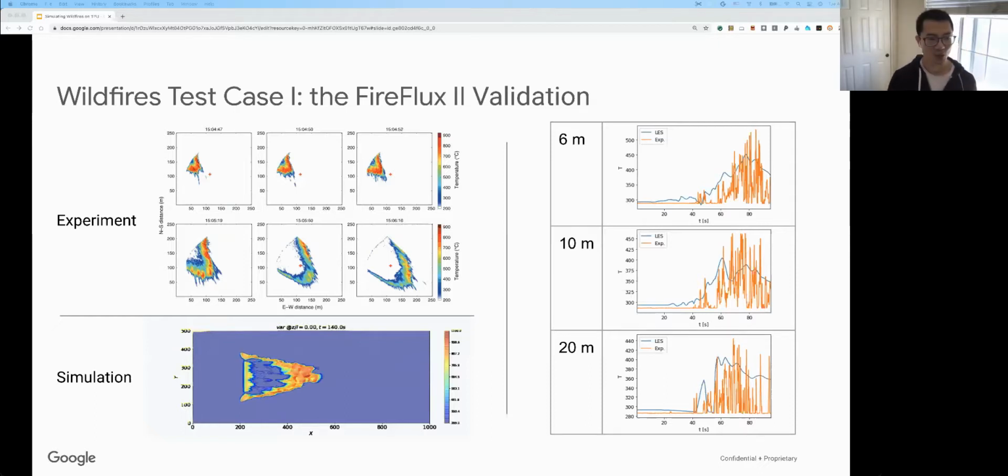On the right panel, what I'm showing is the temperature profile that has been recorded at the location of what they call the main tower.